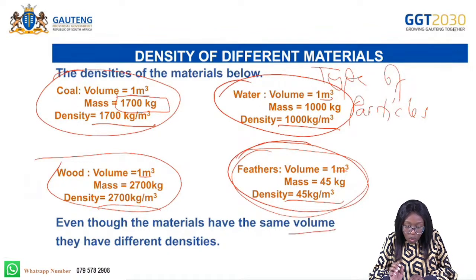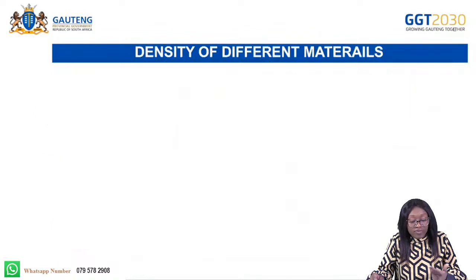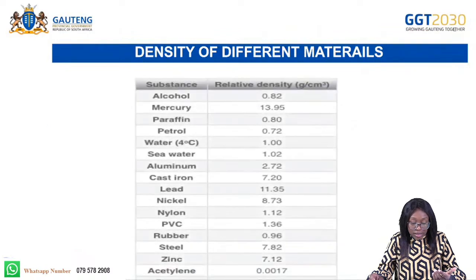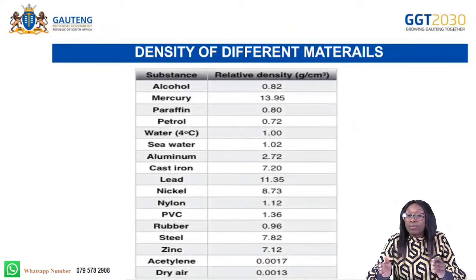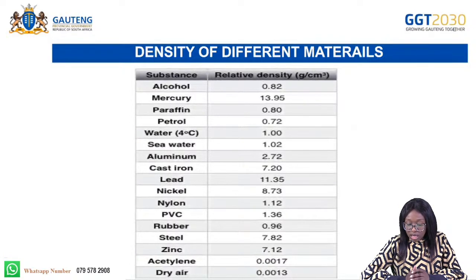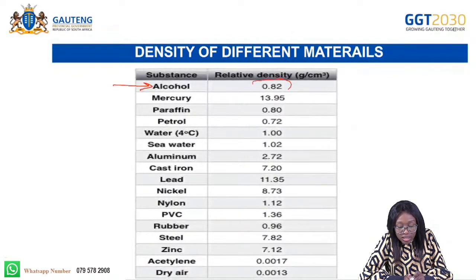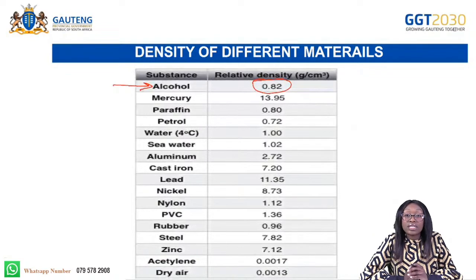So even though all these materials have the same volume, they will have different densities. Now let's look at this table here. This table shows us different substances or materials and their relative density in grams per cubic centimeter. I'm going to pick out alcohol here. Alcohol has a relative density of 0.82 grams per cubic centimeter.